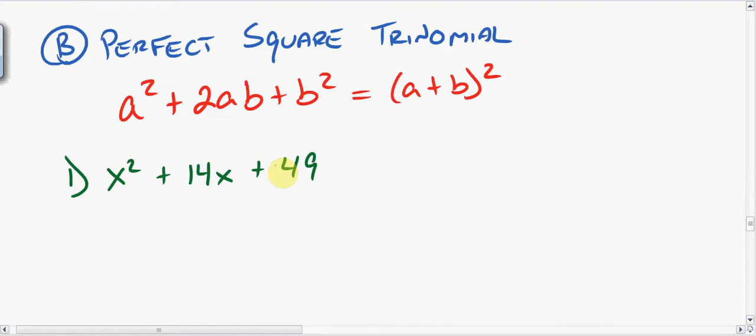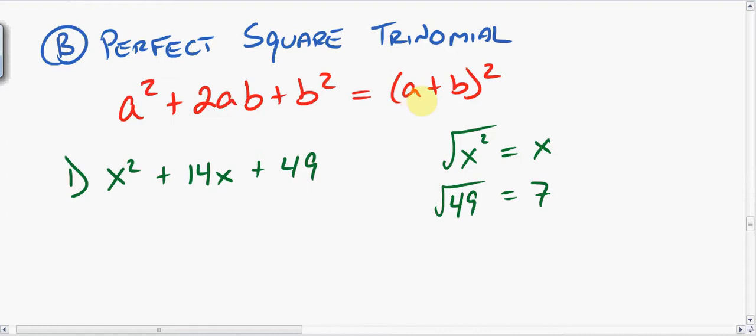Alright? If you notice that, you can simply say, oh, x squared, if I take the square root of x squared, what do I get? I get x. If I take the square root of 49, is that a perfect square? It is. 7.